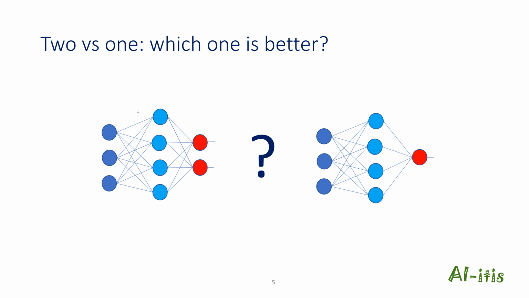But which one of these approaches is better? Using one neuron or two neurons? In practice, there is no difference between these two approaches in terms of the accuracy of the model. So in the end, the result will be the same. But by using one neuron, you will have fewer parameters to learn, so the size of the model will be smaller.